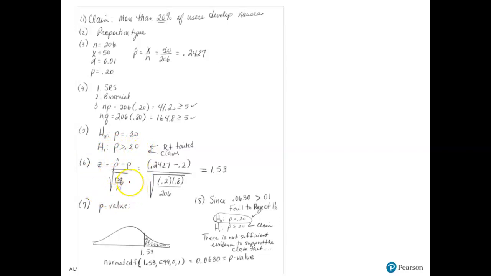We'll do our test statistic, plug in our P hat and our P. Be sure you've got parentheses around that, and put in the PQ over N. Remember that Q is 1 minus P.